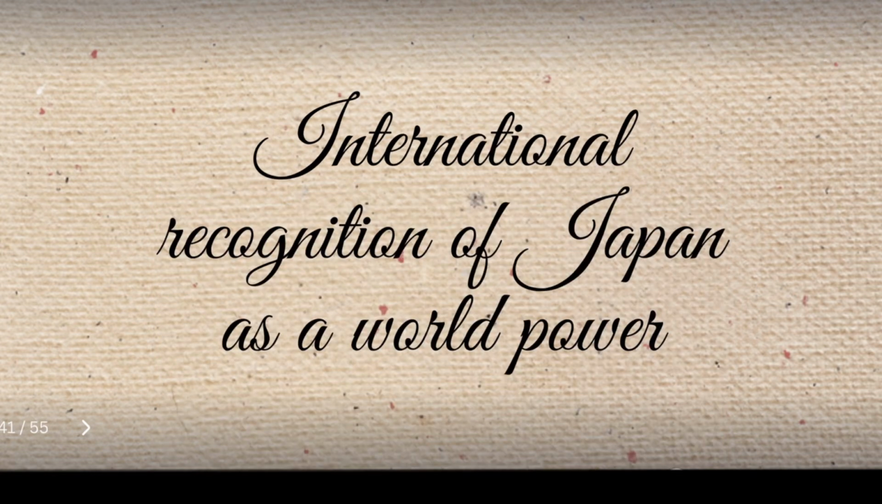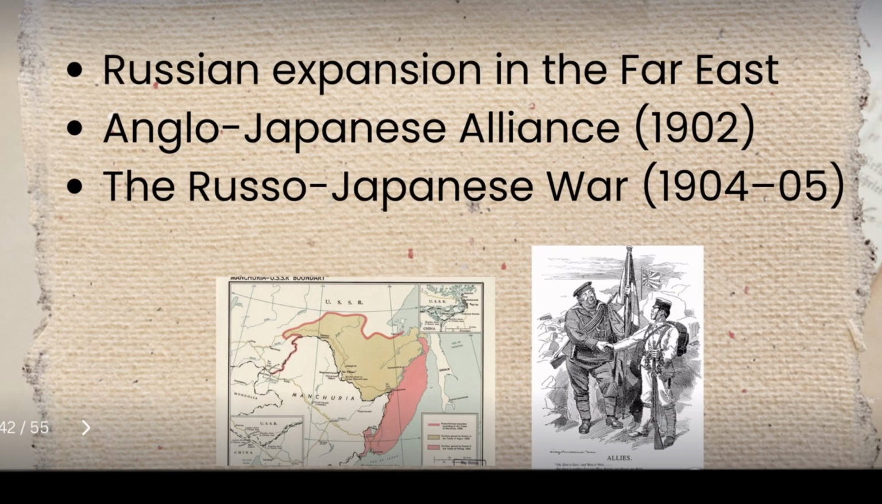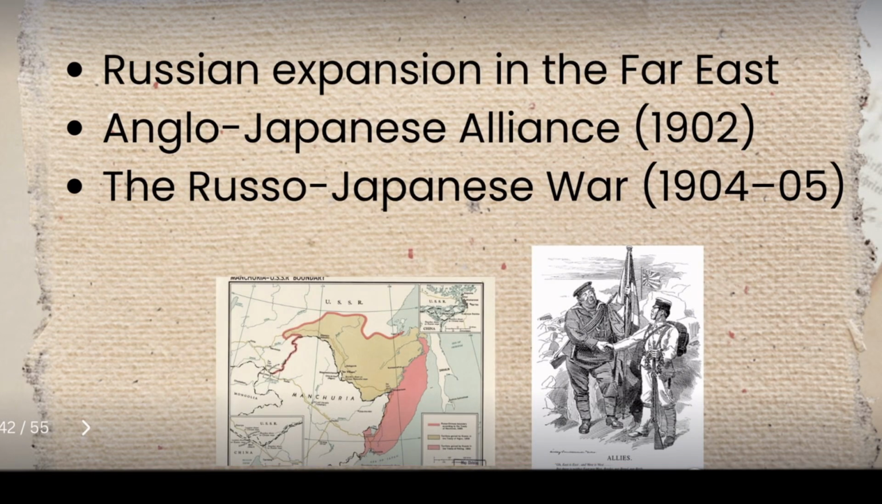Now let's talk about international recognition of Japan as a world power. So this involved Russian expansion in the Far East, the Anglo-Japanese alliance of 1902, and the Russo-Japanese War of 1904 through 1905. On February 9, 1904, Japanese warships entered Port Arthur, where Russian ships were totally unprepared for battle. This began the Russo-Japanese War of 1904 to 1905.